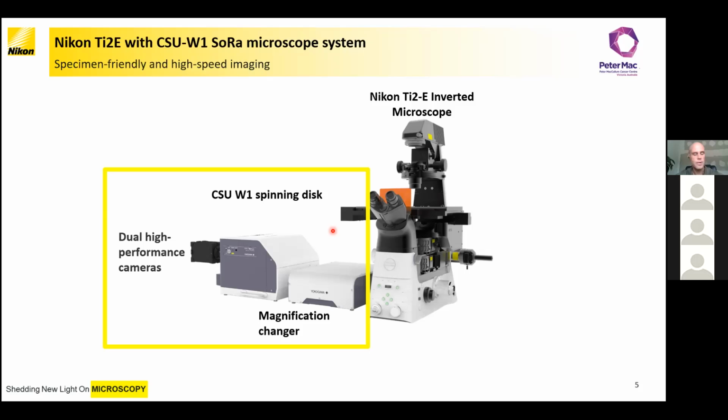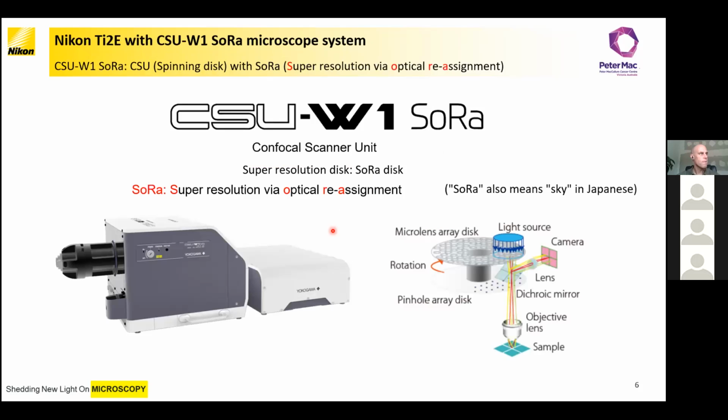So we're going to talk a little bit about the spinning disc system. It's called the CSU-W1 SoRa. SoRa has rather contrivedly derived its name from super resolution via optical reassignment. I think more importantly, SoRa means sky in Japanese. I think they wanted to use that name, and so they manufactured an acronym to make it fit, but it fits. So we've got the CSU-W1 SoRa system.